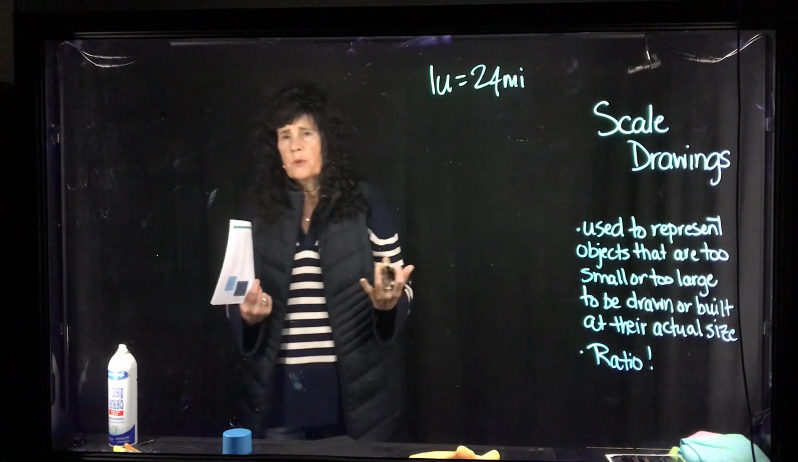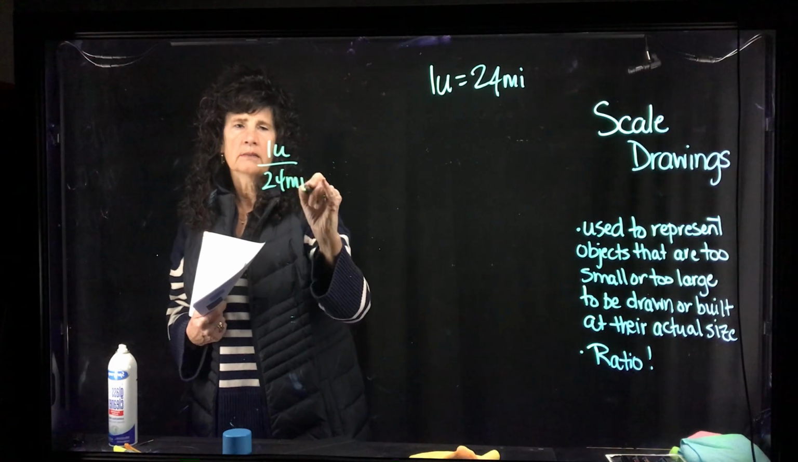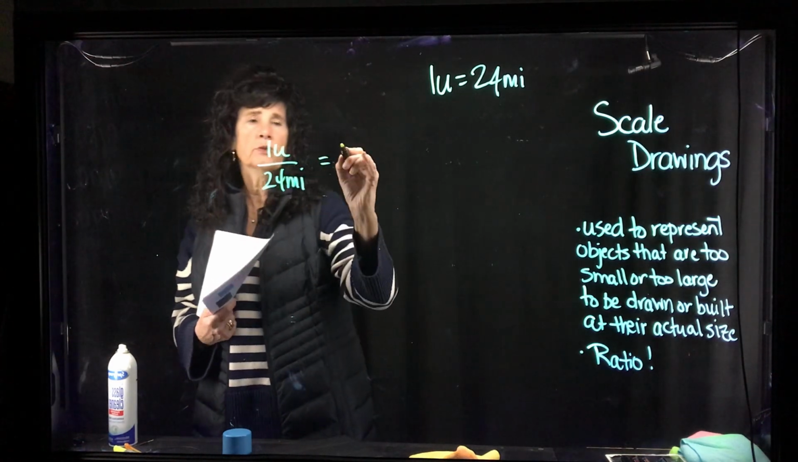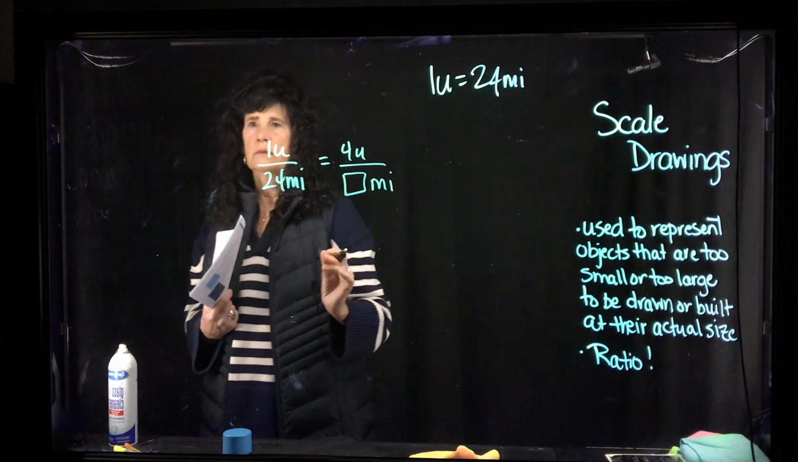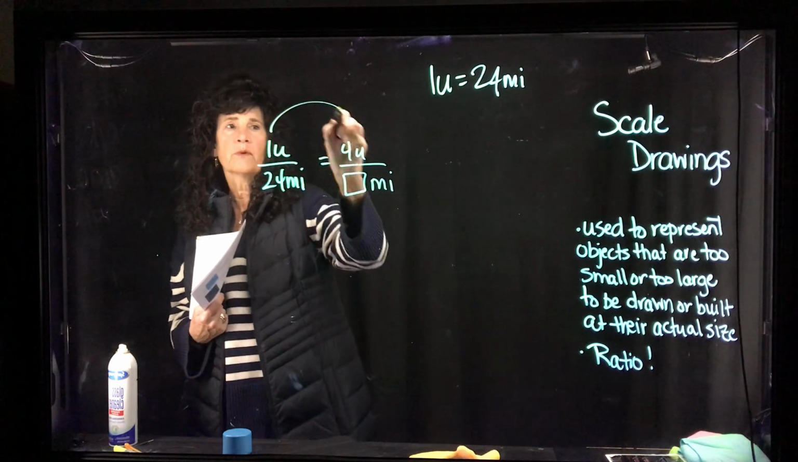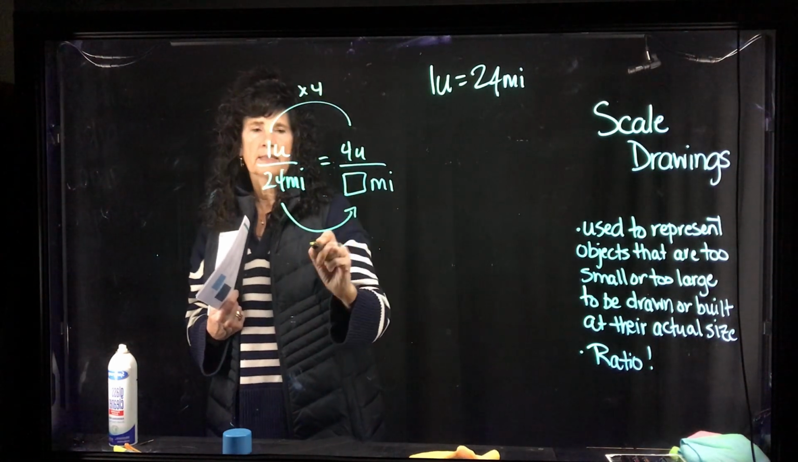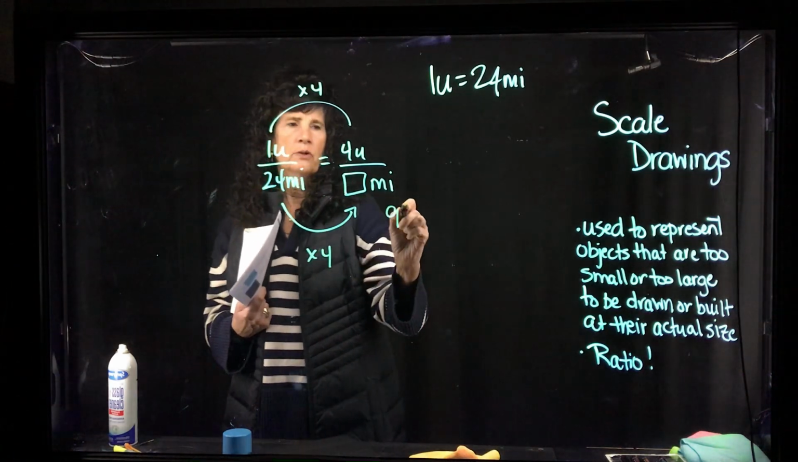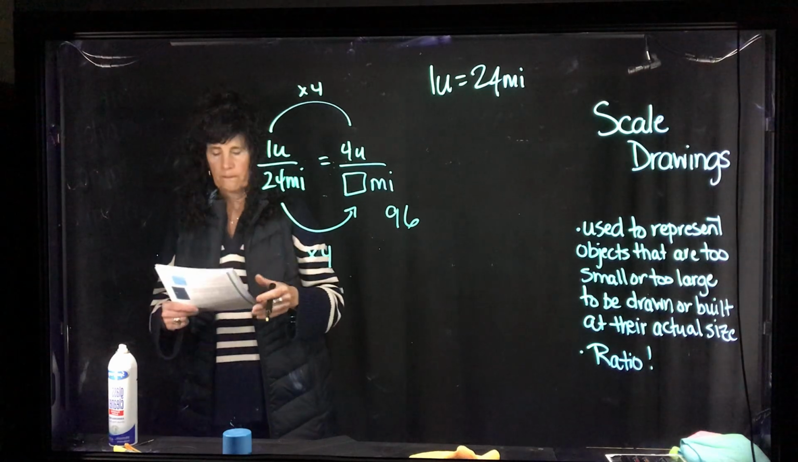So you're just going to set up a ratio. 1 unit is 24 miles, and that has to be equal to 4 units, which is how many miles, right? You have to just maintain equivalent ratios. Well, to get from 1 unit to 4 units, I multiply by 4. I'm going to do the same thing here. And so the distance between these two towns is 96 miles, okay?